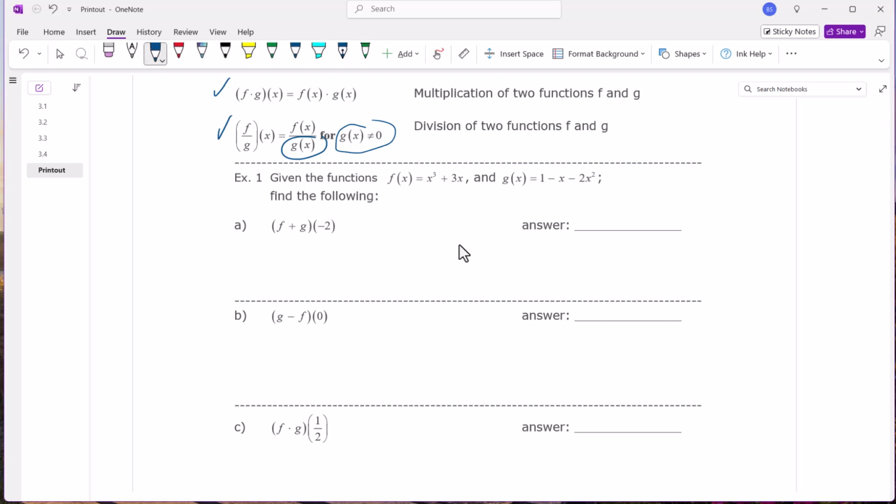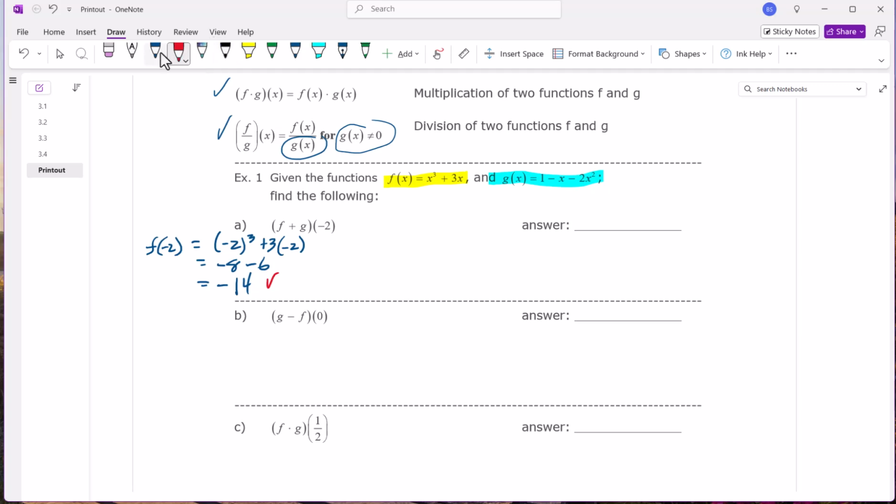To begin with, on this problem, we're given two functions, f of x equals x cubed plus 3x, and then we're given g of x. And with this one, we're going to find f plus g of negative 2. So to begin with, I'm going to do f of negative 2. So I'm going to plug into the function and do negative 2 to the third plus 3 times negative 2. That'll be negative 8 minus 6. So that is negative 14.